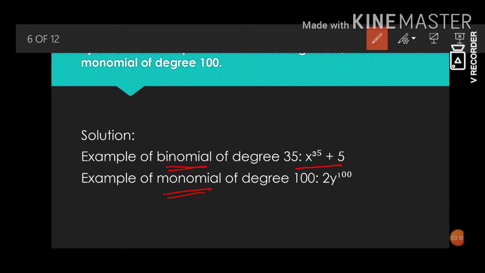Monomial means where there is only one term present in the polynomial. And degree 100 means the power of the variable should be 100. Such an example is 2 to the power 2y whole to the power 100. So y to the power 100 is the degree, and monomial means one term, so here only one term is present.